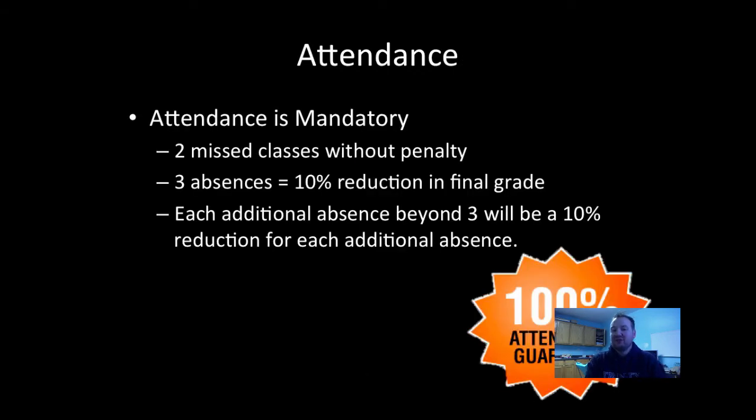Attendance is mandatory. Two missed classes are allowed without any type of penalty. After 3 absences, there is a 10% reduction in your final grade. Each additional absence, including the third, will be a 10% reduction. So on the 4th, it's a 20% reduction, and on the 5th, it's a 30% reduction. And that is after your final grade is calculated. I just subtract that round number off the top of the end score.